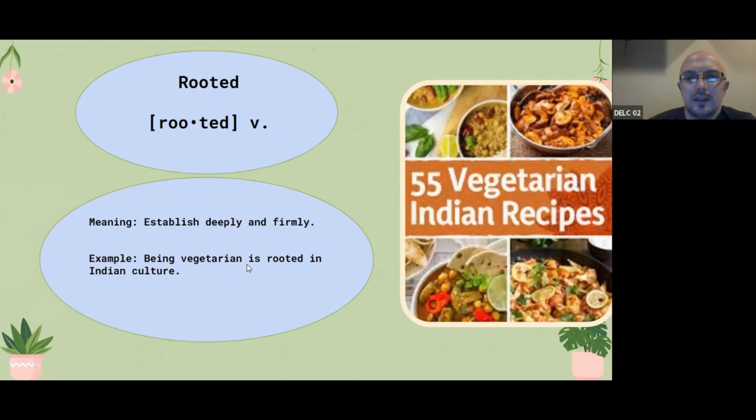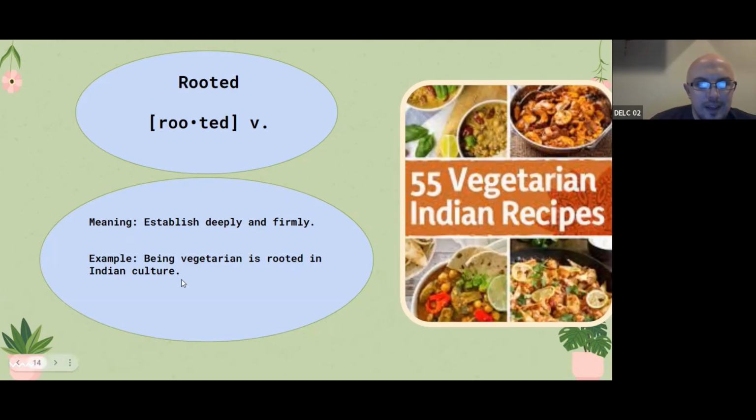I use this picture for our example sentence. Being vegetarian is rooted in Indian culture. So something about Indian culture, maybe their religion, but many Indian people are vegetarian. And so we can say being vegetarian is rooted in their culture. Or maybe an Indian person, if he is asked, are you vegetarian? He might say, yes, being vegetarian is rooted in my culture. It means it's very deep, very deep inside my culture.